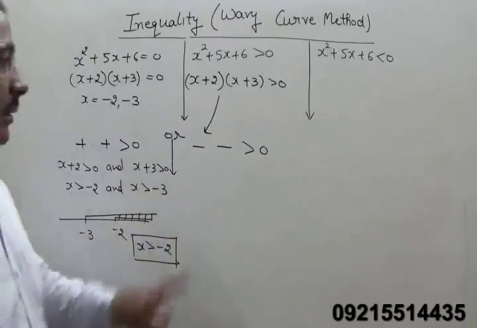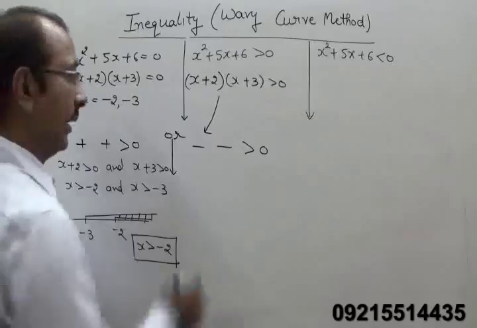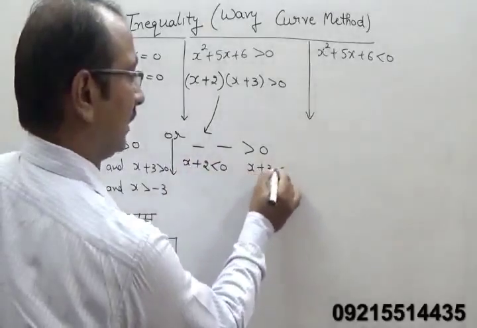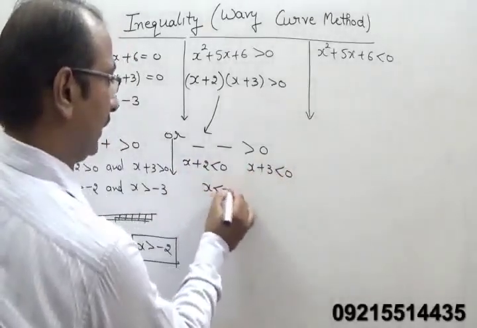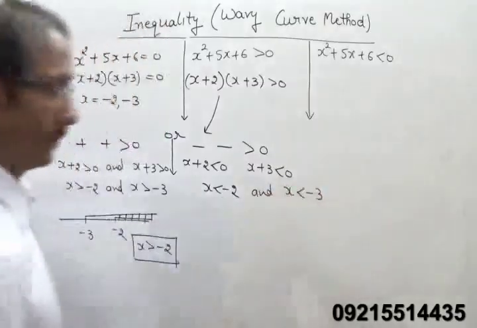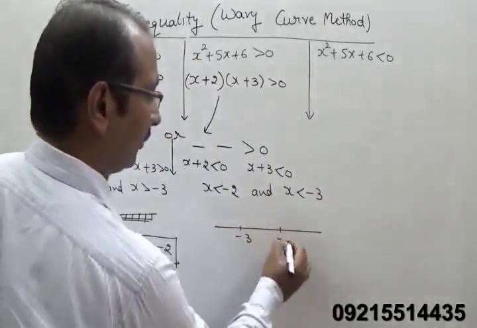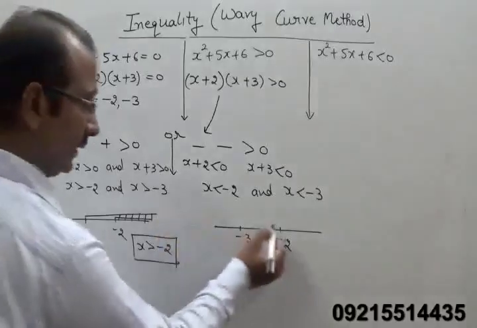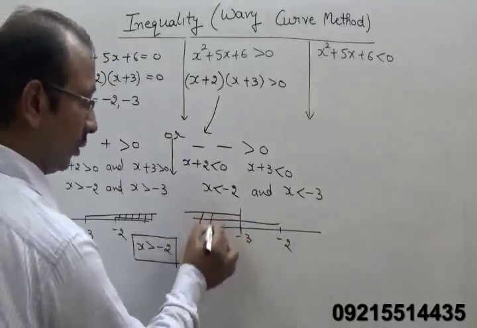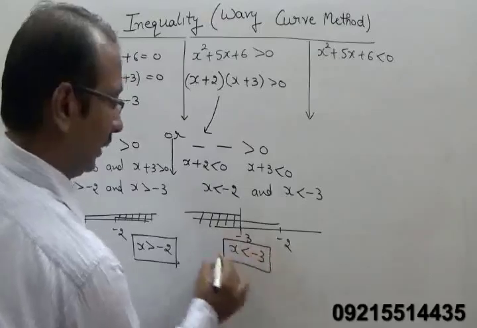For the second case, if their product is positive, both numbers may be negative. Here I can say x plus 2 is less than 0 and x plus 3 is less than 0, right? Here I can say x is less than minus 2 and x is less than minus 3, right? Now again I will show it on the number line. This is minus 3 and this is minus 2. It states x is less than minus 2 this side, x is less than minus 3 this side, right? So this is the common portion. So here I can say x is less than minus 3. And here the or is in between.